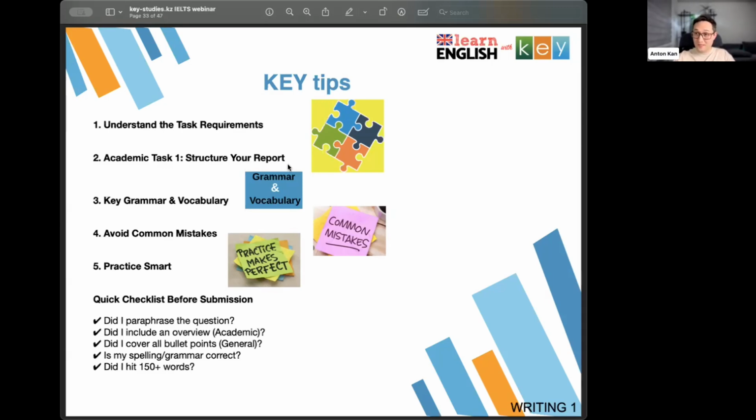Practice, practice, practice. While practicing, time yourself. 20 minutes maximum for task 1. Use official IELTS samples. And of course, it's a very good idea to get feedback from your teacher. Here you've got the quick checklist, so you can also use it to check your writing before submitting.